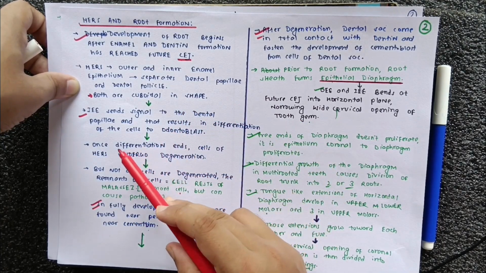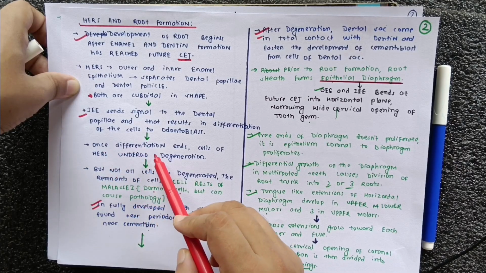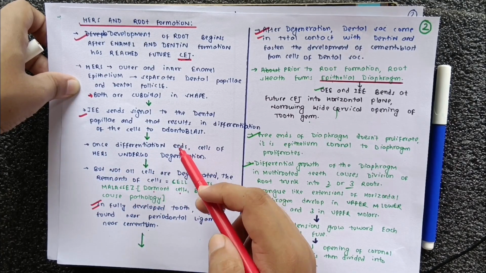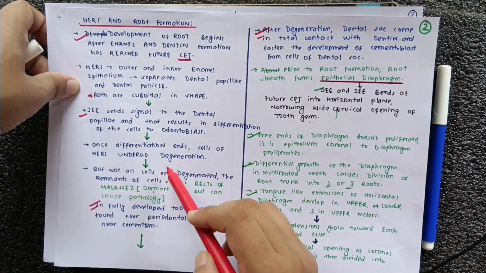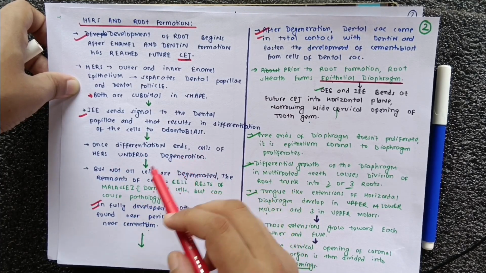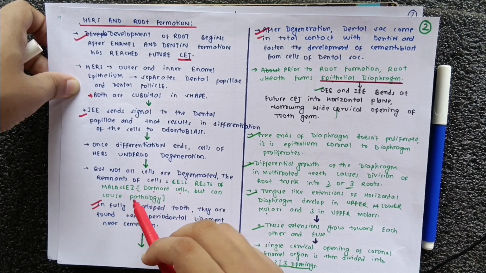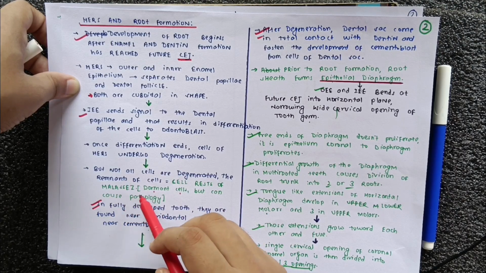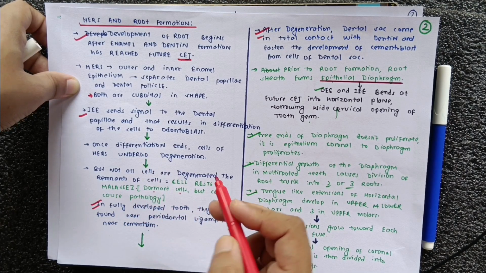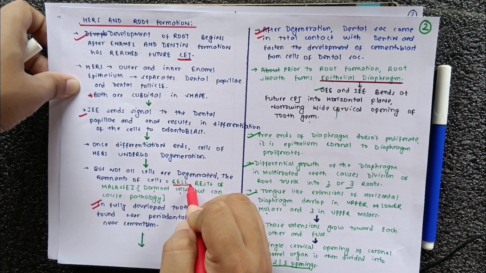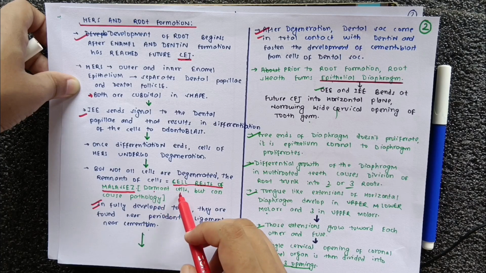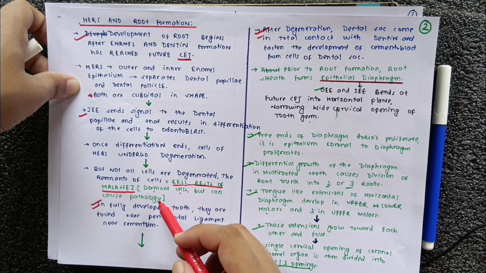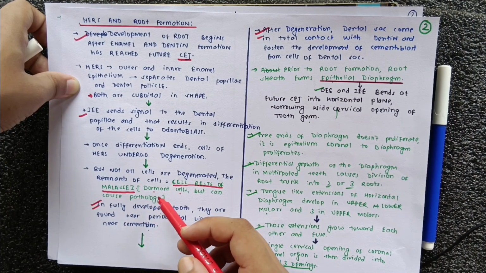After that, as I have written there, once differentiation ends, after the completion of the differentiation, the cells of the Hertwig epithelial root sheath undergo degeneration. After the degeneration, the remnant cells of this Hertwig epithelial root sheath are called cell rests of Malassez. This is important to remember, cell rests of Malassez, which are dormant cells, but they can cause pathology. Throughout life they are dormant, but they can cause some kind of pathology.